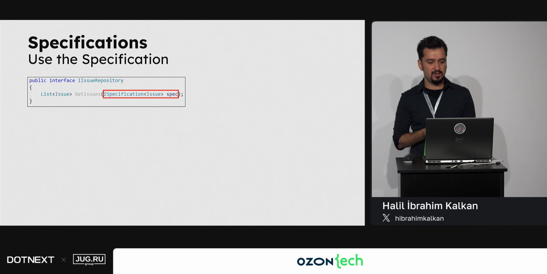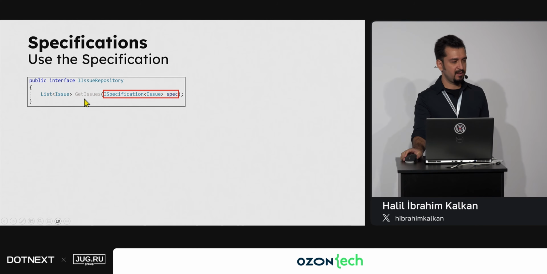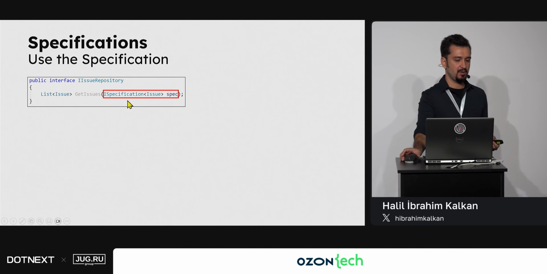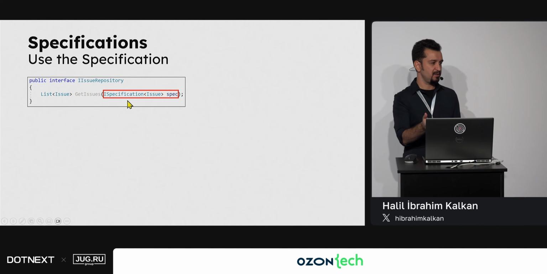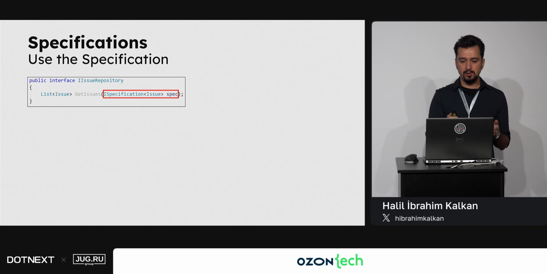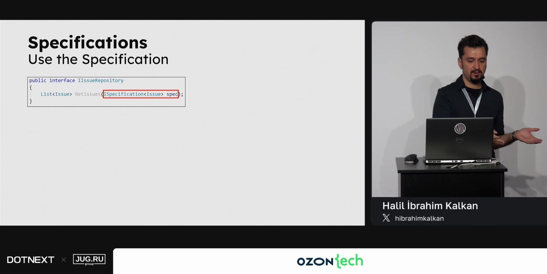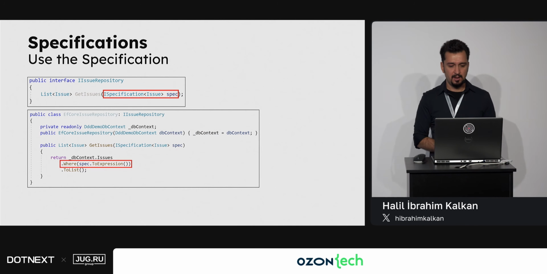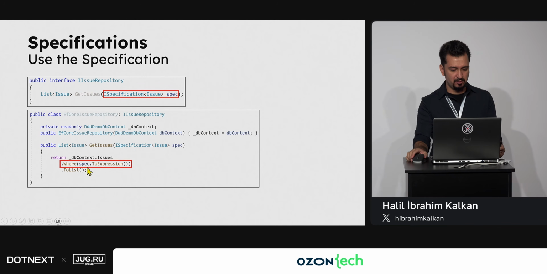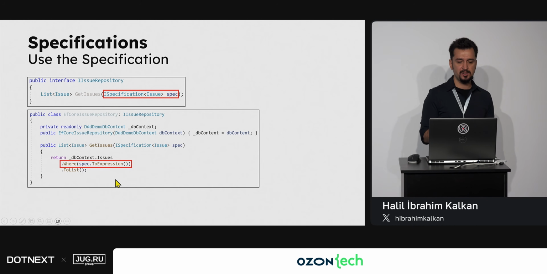When we want to use it, instead of creating a specific method on the repository, we can create a getIssues method that gets a specification. That's very useful because we can get another specification also. So here we get a specification and return a list of issues. The implementation is very simple because on the implementation side, we can just use a where statement and convert the specification to an expression. So it will work on Entity Framework Core or some other technologies.